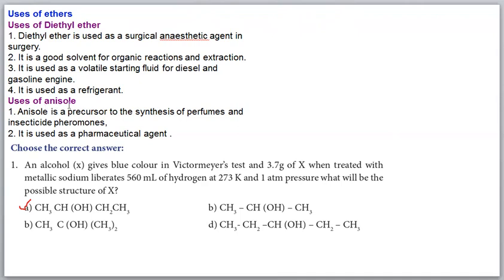Uses of anisole: anisole is a precursor to the synthesis of perfumes, insecticides and pheromones. This is one of the insecticides. It is also used as a pharmaceutical agent. For medicine preparation also, we can use anisole.